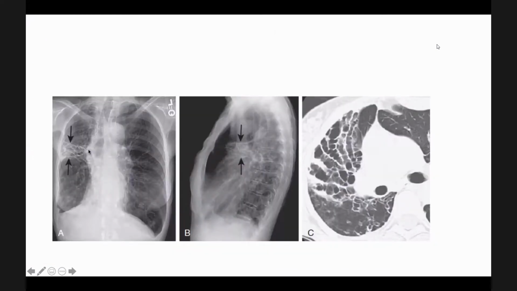In the chest X-ray, you can see the honeycombing appearance. This is the right middle lobe bronchiectasis. On the lateral view also you can see the bronchiectasis changes, and these are the cystic changes in the CT scan. You are going to see all these kinds of changes in the imaging.